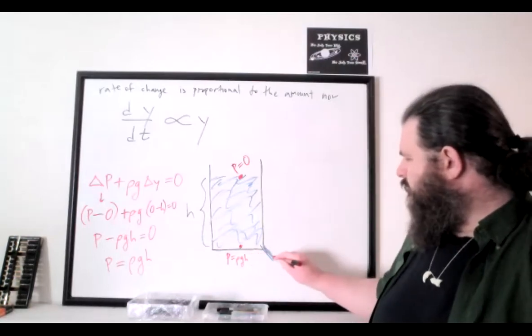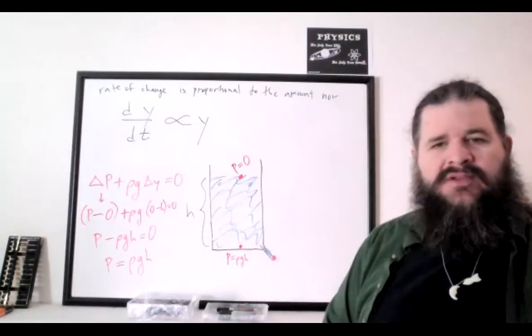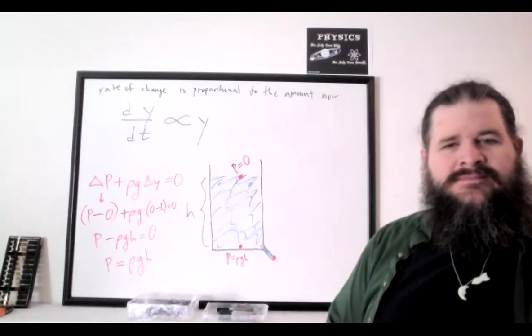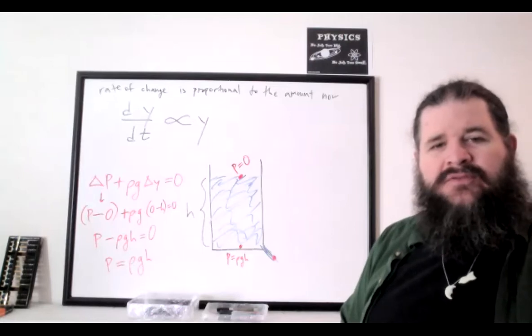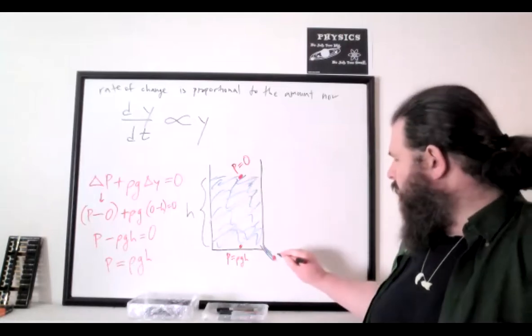But what about the pressure just past this leak, just past this spout? Right, we're back to the atmosphere, which we're calling pressure 0.